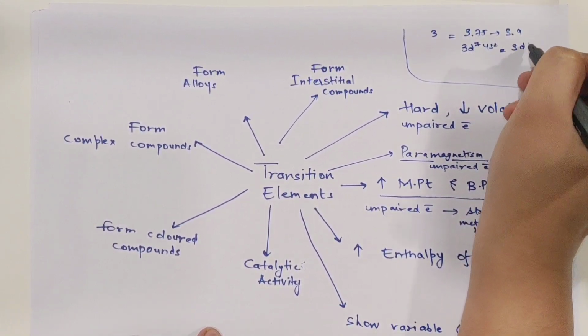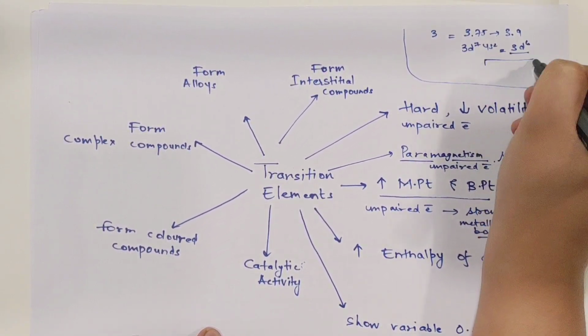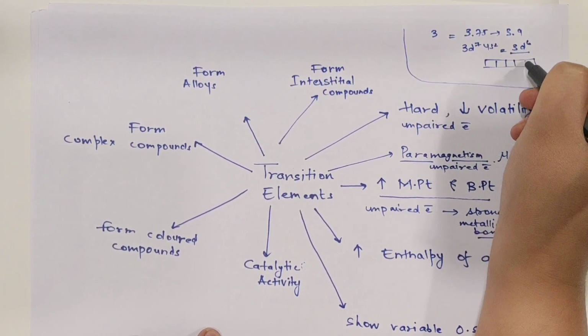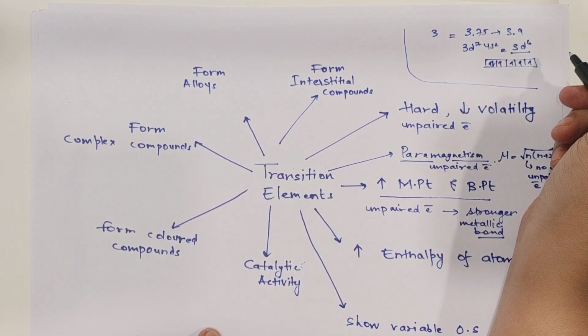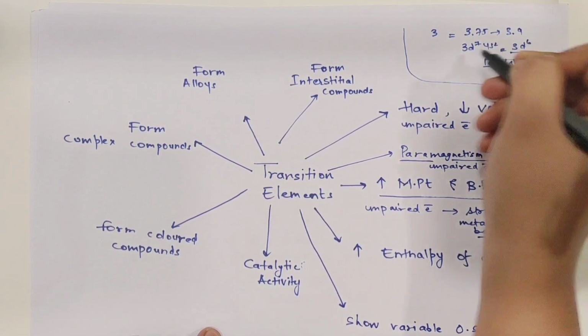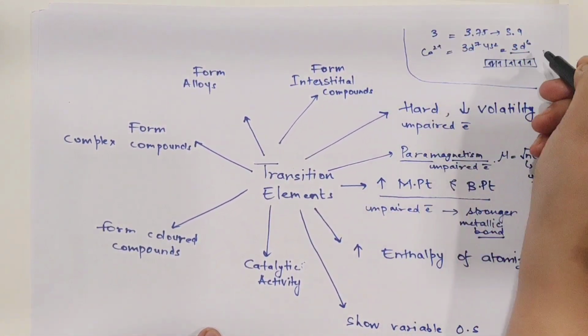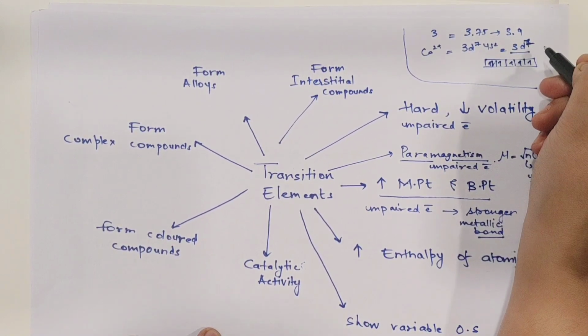3 plus means 3d6. If it's 3d6, that means 1 2 3 4 5, 1 2 3 4 5 6. Sorry, cobalt 2 plus I said. Cobalt 2 plus, that would mean 3d7.